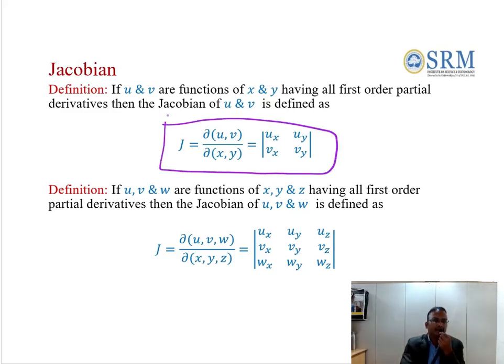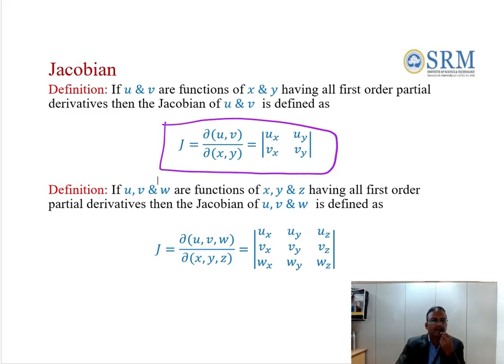If we have three functions u, v, w, which are functions of x, y, z, and all three functions have first order partial derivatives, then the Jacobian J is equal to dou of (u, v, w) divided by dou of (x, y, z). Similar to the two variable case, the first row of the determinant is u and its first order partial derivatives with respect to x, y, z. The second row is for v and the third row is for w.